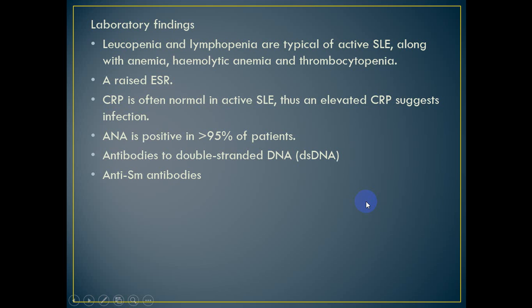The most specific antibody is anti-Smith antibody, followed by antibody to double-strand DNA. Of these three antibodies, anti-double-strand DNA has a relation to disease activity, meaning the higher the titer of anti-double-strand DNA, the more active the disease, while the other two antibodies do not.